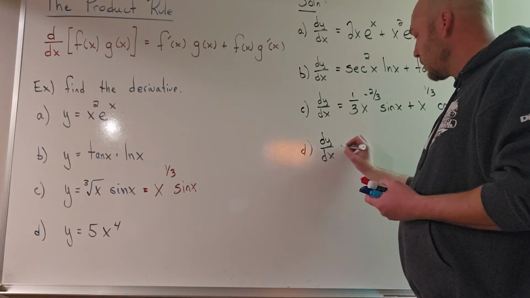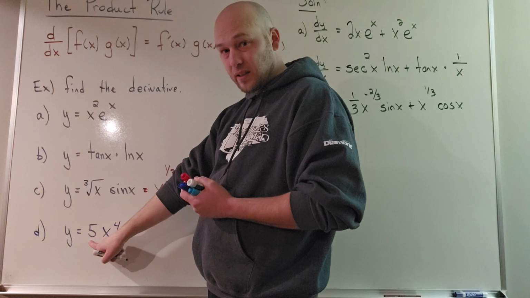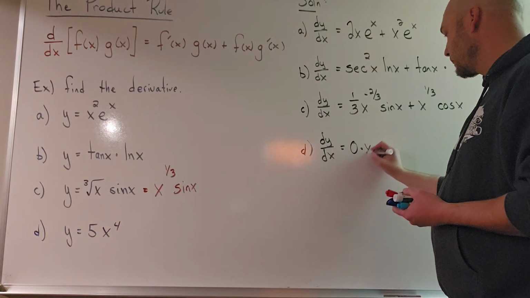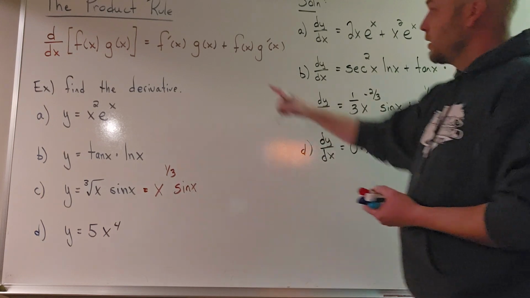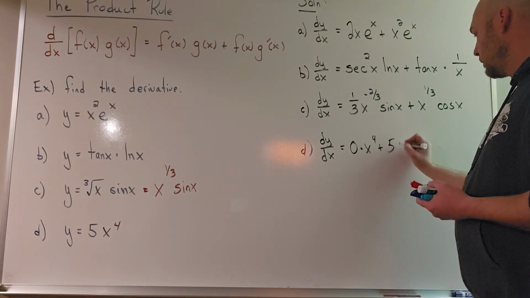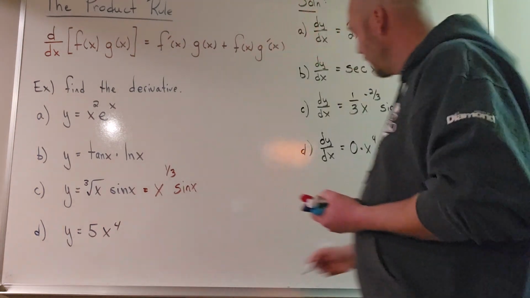dy/dx. Okay, so this would be the derivative of the first factor. The derivative of a constant is 0. This would give you 0 times x to the 4th, plus the first factor, which is 5, multiplied by the derivative of the second factor. The derivative of x to the 4th being 4x cubed.